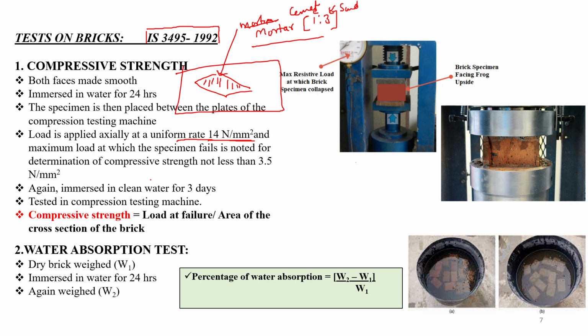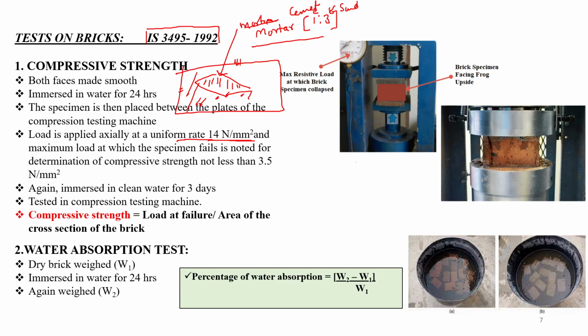So suppose the cross section area is measured, so we will measure this length and width. And compressive strength will be load at failure divided by cross section area. So this procedure we have to follow.